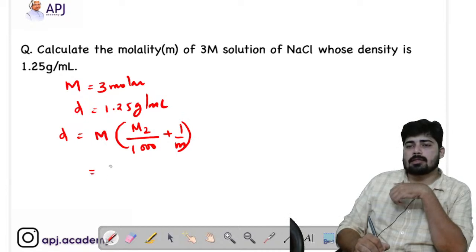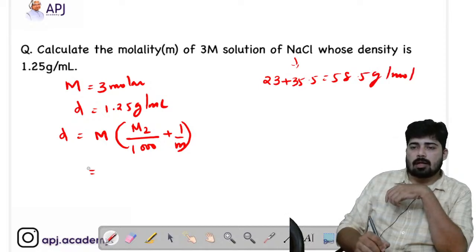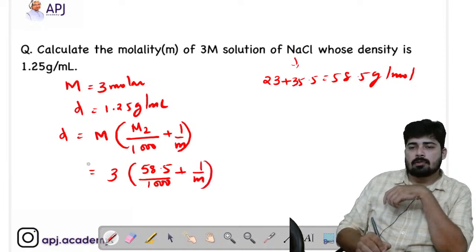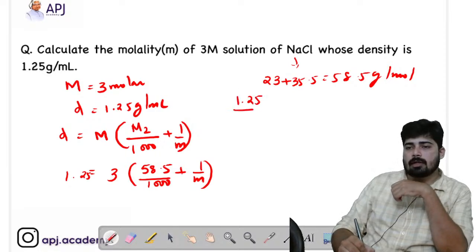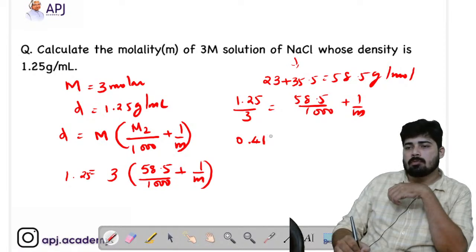So the molar mass of NaCl is 23 plus 35.5. Mass of sodium is 23 plus 35.5, that means 58.5 gram per mole. Molarity is given as 3. So 3 into 58.5 divided by 1000 plus 1 by m is equal to 1.25. So 1.25 divided by 3 equals 58.5 by 1000 plus 1 by m. This will be nearly equal to 0.41, nearly 0.42. We can write it as 0.42.